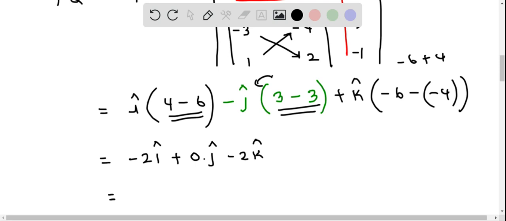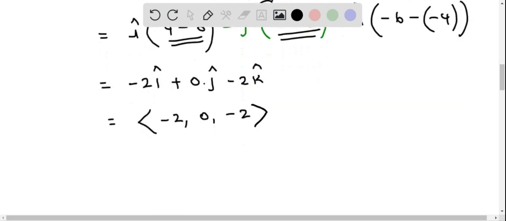Let's write down this in component form. So this equals negative 2, comma 0, comma negative 2. Therefore, the cross product of these two vectors, that is the PQ vector cross the V1 vector, equals in component form negative 2, 0, negative 2. Now let's find its magnitude. So we have to find the magnitude of the PQ cross V1 vector.